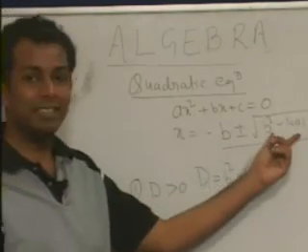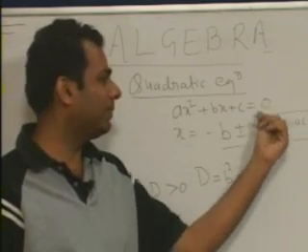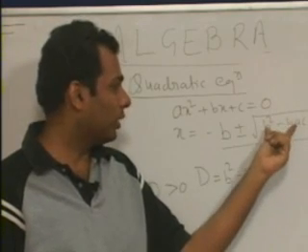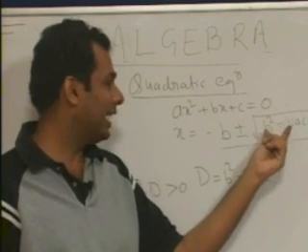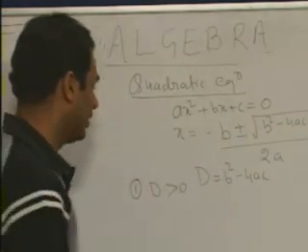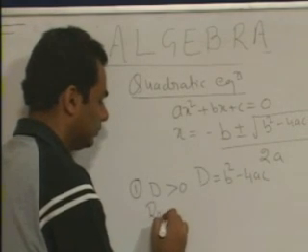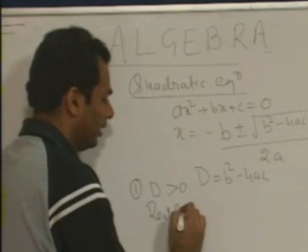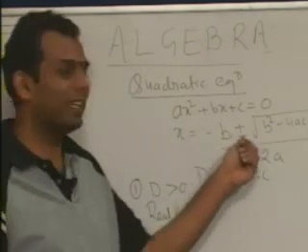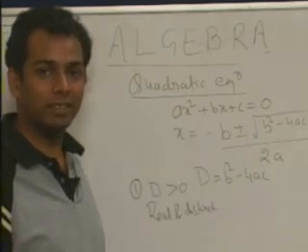Now if D is greater than 0, then this particular part is always positive. We can easily find out the square root of the positive number. So if we take the square root of a positive number, the value of x is basically real roots. So when the discriminant is greater than 0, your roots are real and distinct. Why distinct? Because we are getting here a plus minus sign. So we will get two different values of x here.